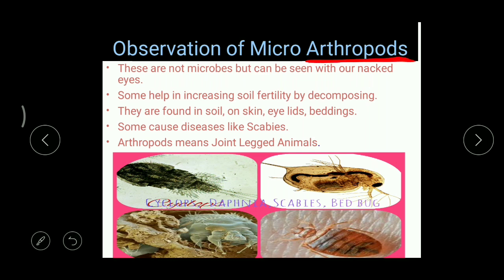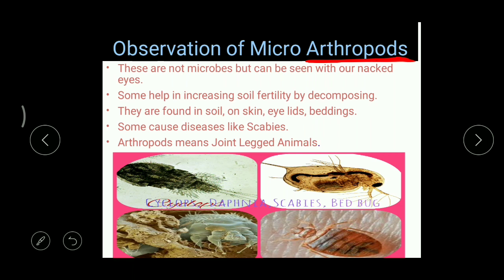Arthropods, what are arthropods? These are invertebrates. Invertebrates means without a backbone. So these invertebrates have jointed legs, and so we call them arthropods. Good examples are mosquitoes, houseflies, cockroaches, honeybees, butterflies. All these are examples of arthropods. We can see them very clearly.